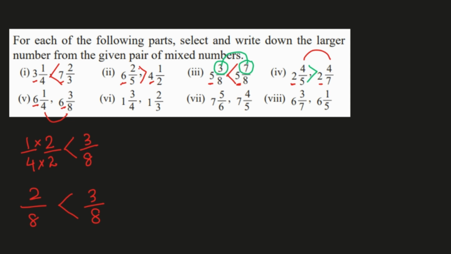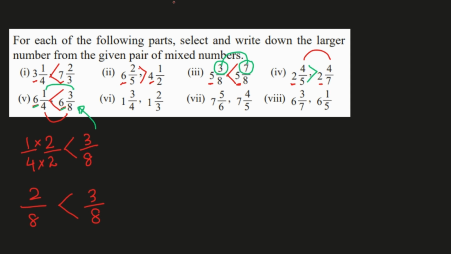So when we come to the original question, what is the original question? This one is the original question. Then since the whole number parts are equal, we compare the proper fraction part. So now you know that 3 upon 8 is greater than 1 upon 4. So we can write that 6 and 3 upon 8 is greater than 6 and 1 upon 4. Right, let's go to the next question.